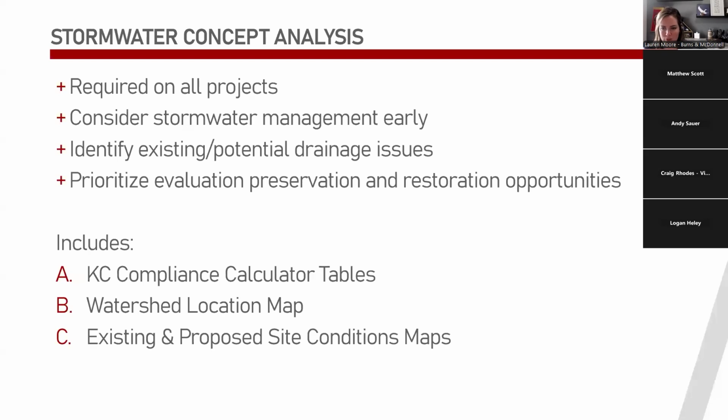So it's pretty simplified. The intent, again, is not to be overly onerous, but to provide something that they can use early on. So really includes 3 components. We've got the KC compliance calculator tables, which I'll show you here, and then a watershed location map, so giving context of where your site is in the overall watershed, and then existing and proposed site conditions maps, which will just, again, give a visual representation of some of the inputs that you're putting into that compliance calculator.